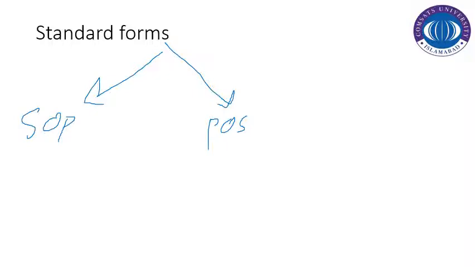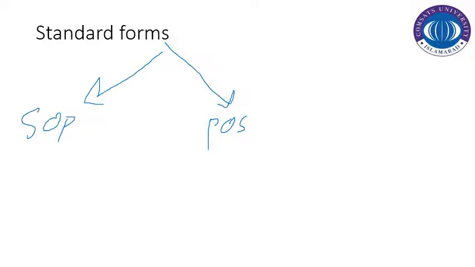Sum of min terms is basically the sum of products, and product of max terms is basically the product of sums. But you have to be sure that every canonical form is a standard form, but it's not true that every standard form is a canonical form. But we can convert from standard forms to canonical forms and canonical forms to standard forms.